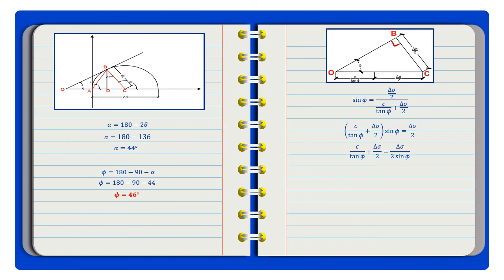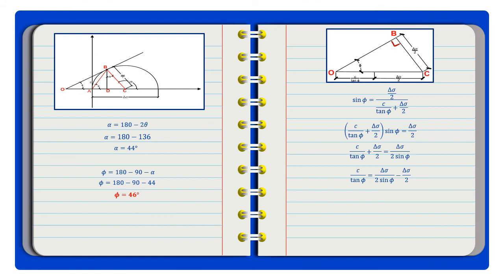Now, our next step is to rearrange the terms again so that the cohesion comes out. So, what we will do is transpose this to here, so it will become, from positive, negative. That will give us C over tangent of phi is equal to delta sigma over 2 sine of phi minus delta sigma over 2.